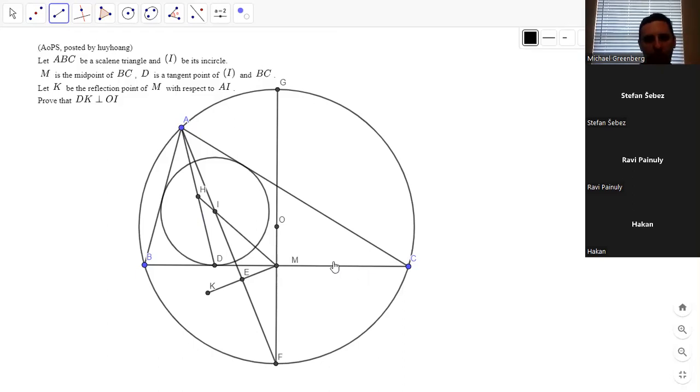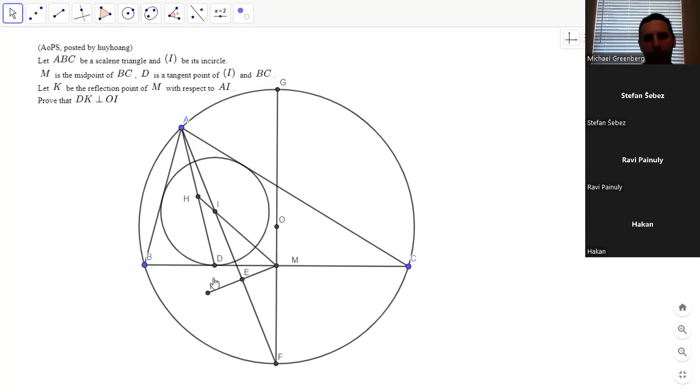So I guess one way we could do it is we could try to show the power of D with respect to both circles minus the power of K with respect to both circles. We want to show DI squared minus DO squared is KI squared minus KO squared, right? So we could probably do something with the powers of the points, right? H is the midpoint of AB.